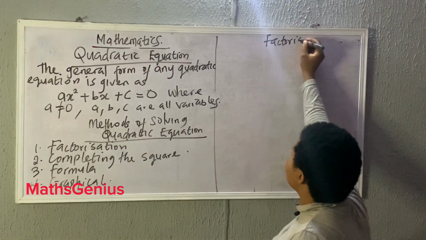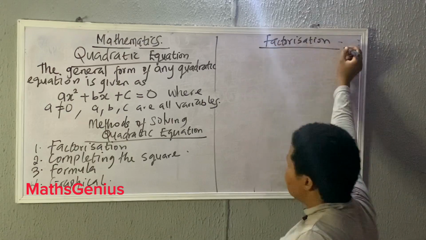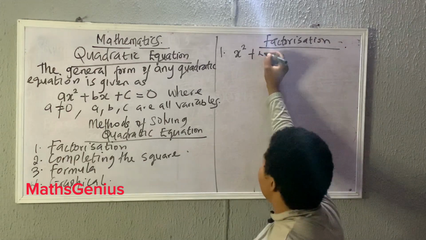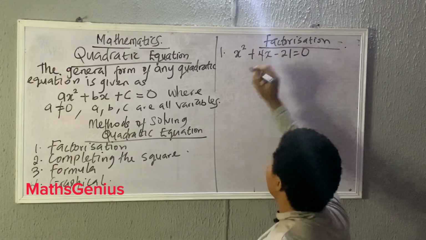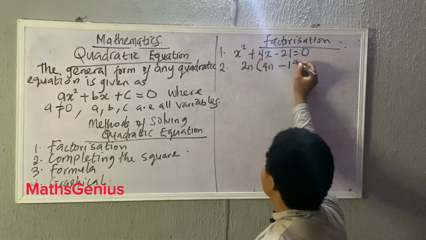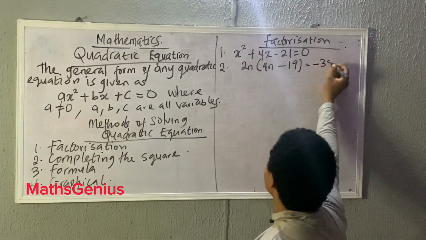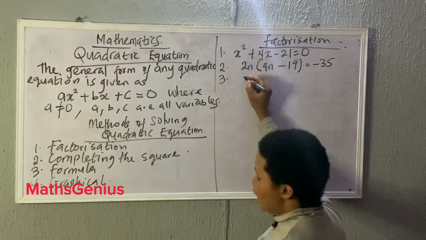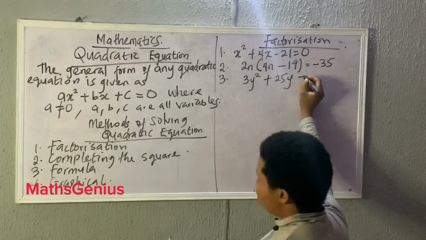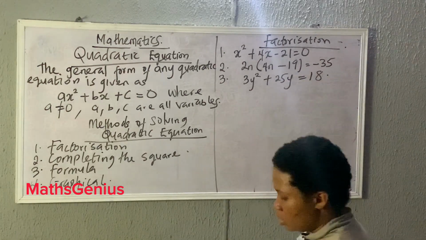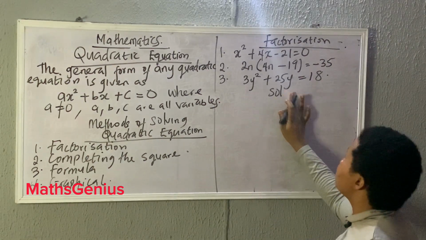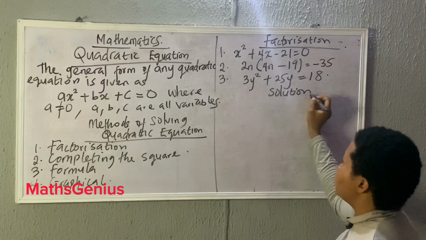So we have three questions we want to solve all together. I'll be listing the questions one after the other. We have x squared plus 4x minus 21 equals 0. We have 2n into brackets 4n minus 19 equals minus 35. Number 3, we have 3y squared plus 25y equals 18. These are the three questions we want to quickly solve using our factorization method.